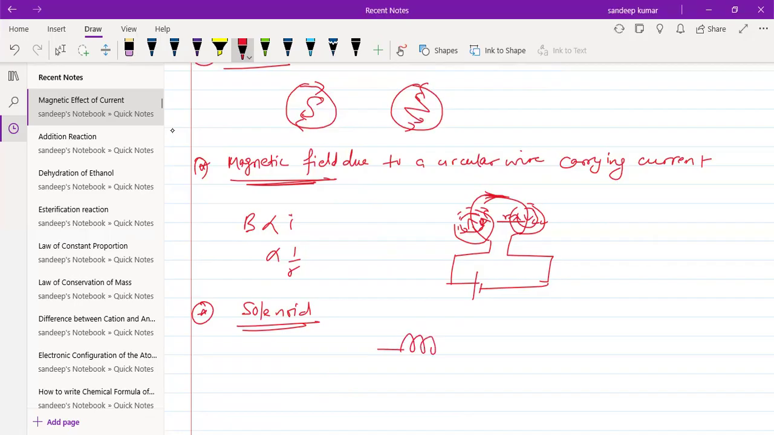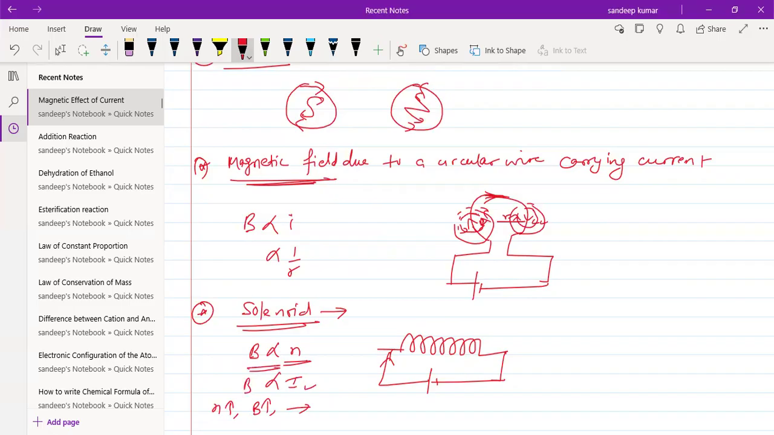You can see like this, solenoid is there. Let's take we connect it to a cell. Whenever current passes through this, it also produces a magnetic field. Here, the magnetic field is directly proportional to the number of turns. N is the number of turns in the solenoid, and it is also directly proportional to the current, children. It means if the number of turns is more, the magnetic field is more. That is the first condition, and the second condition is, if the current is more, the magnetic field is also more.